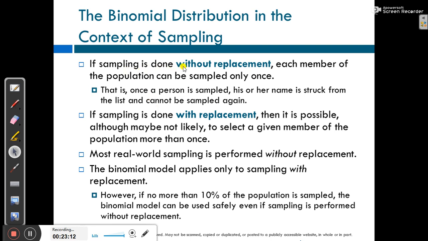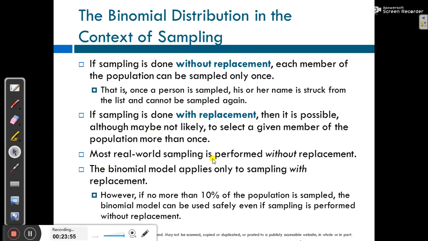So if sampling is done, then binomial distribution in the context of sampling: if sampling is done without replacement, each member of the population can be sampled only once, so it should not overlap. That is why this should be independent. That is, one person is sampled, her name is struck from the list and cannot be sampled again. That is why this is independent. If sampling is done with replacement, then it is possible, although not likely, to select a given member of the population more than once, and that might lead to dependency.